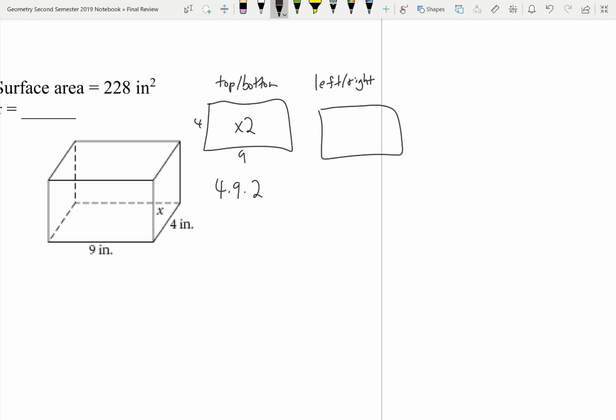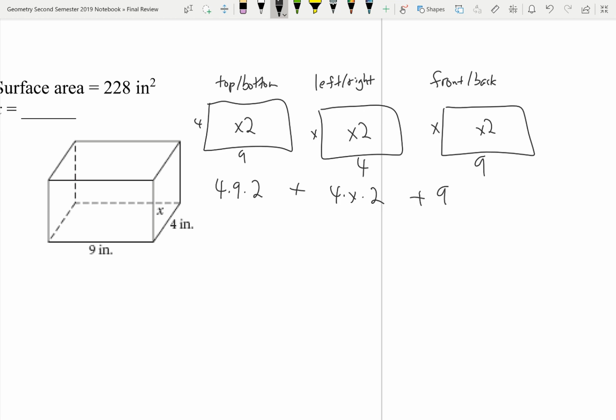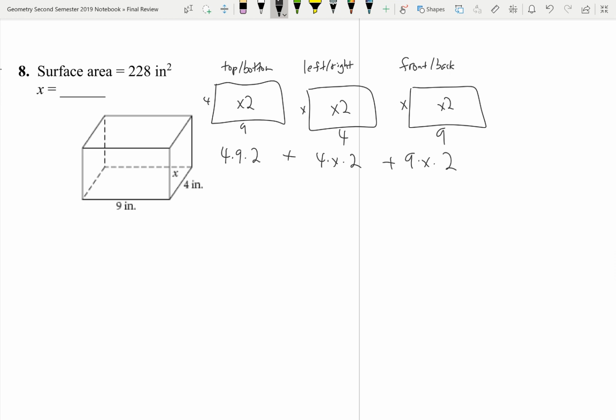And that is going to be equal to, let's see, x and 4. We have 2 of those. So that's 4 times x times 2. Then I have a front and back. And that's going to be 9 and x, times 2. So that's going to be 9 times x times 2. Okay. So that's surface area. And we know that that is going to be equal to 228.